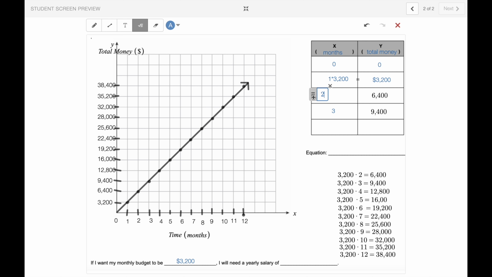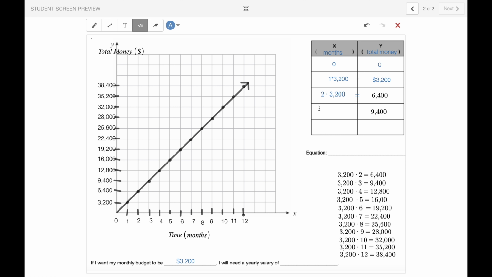How can I make 2 equal to 6,400? Well, I can also multiply that 2 by 3,200. Again, remember your numbers might be different from mine, and that's totally okay.